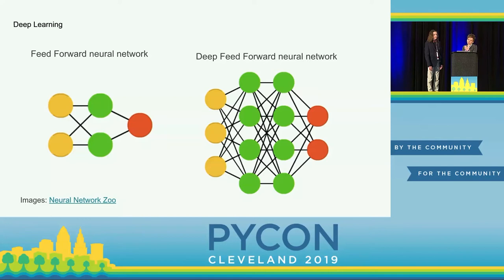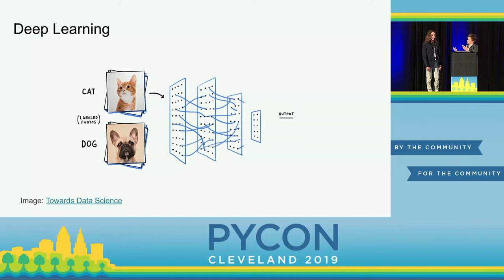Partially because everyone wants their network to be deep. So here we have an animation of what this looks like. You can feed a neural network some pictures of cats and dogs. Chances are, what is going in though is actually numbers, maybe RGB values, whether or not a certain feature is present. And that's what the neural network is learning off of.